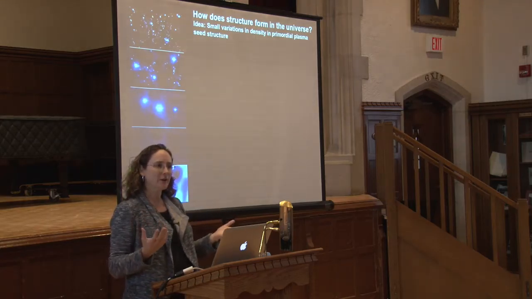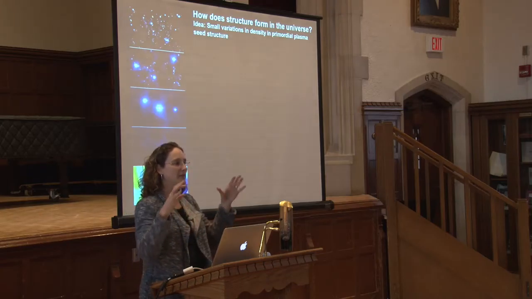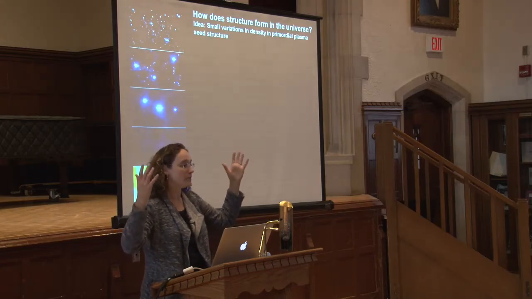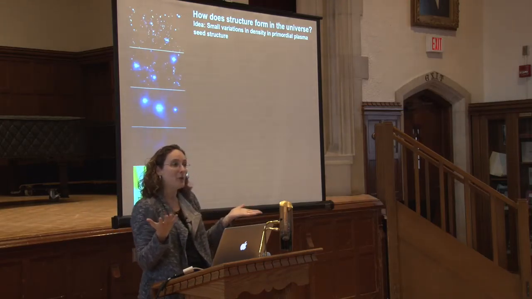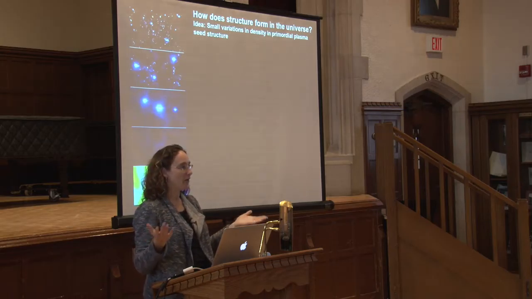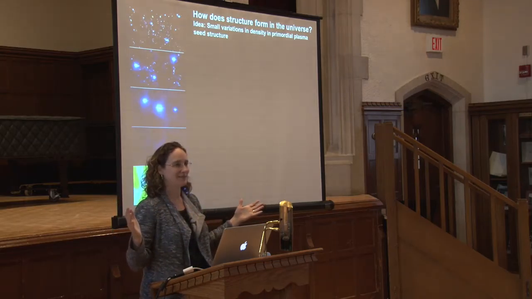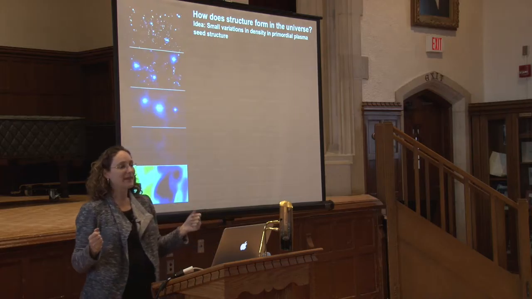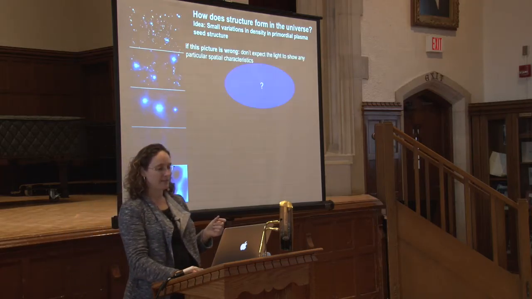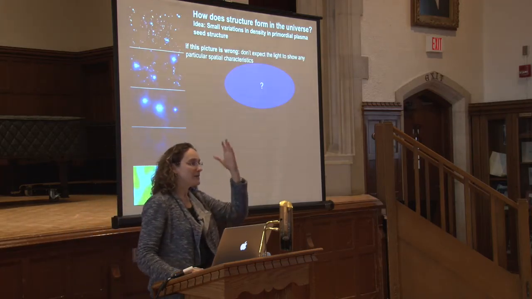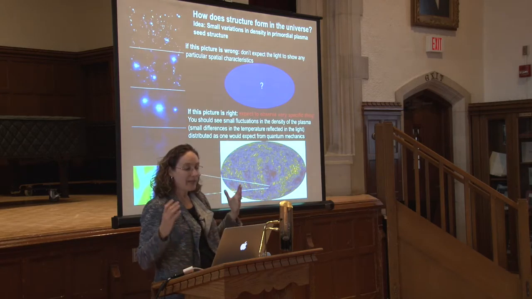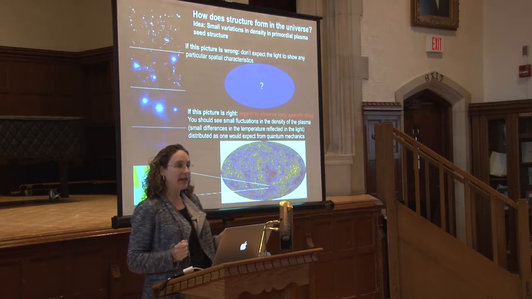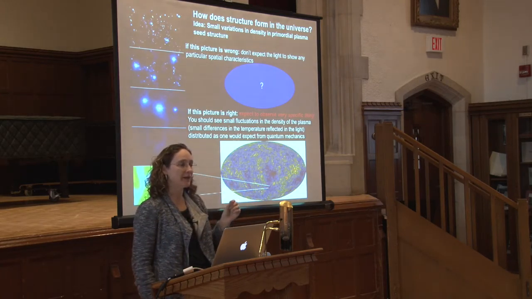So this is a very, very simple model. You have little variations that come from somewhere. We'll talk about where. If you have those, wow, everything else makes sense. So if that model is right, if you don't know what the model is, you don't know what you should see in the CMB, but if the picture is right, again, very specific thing.